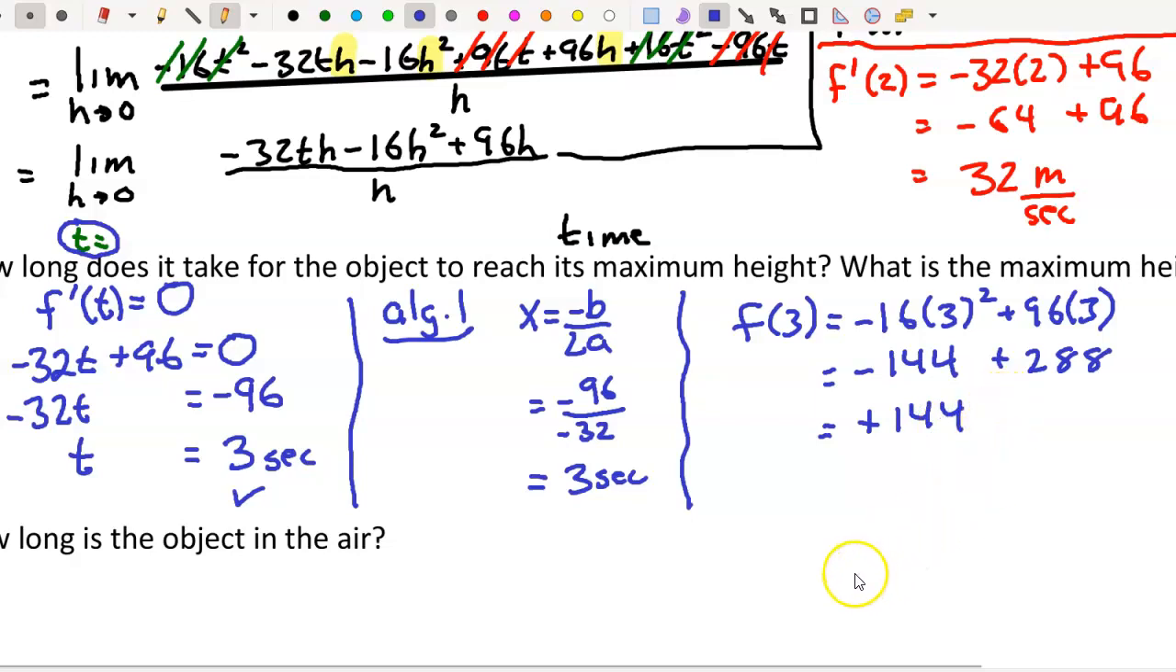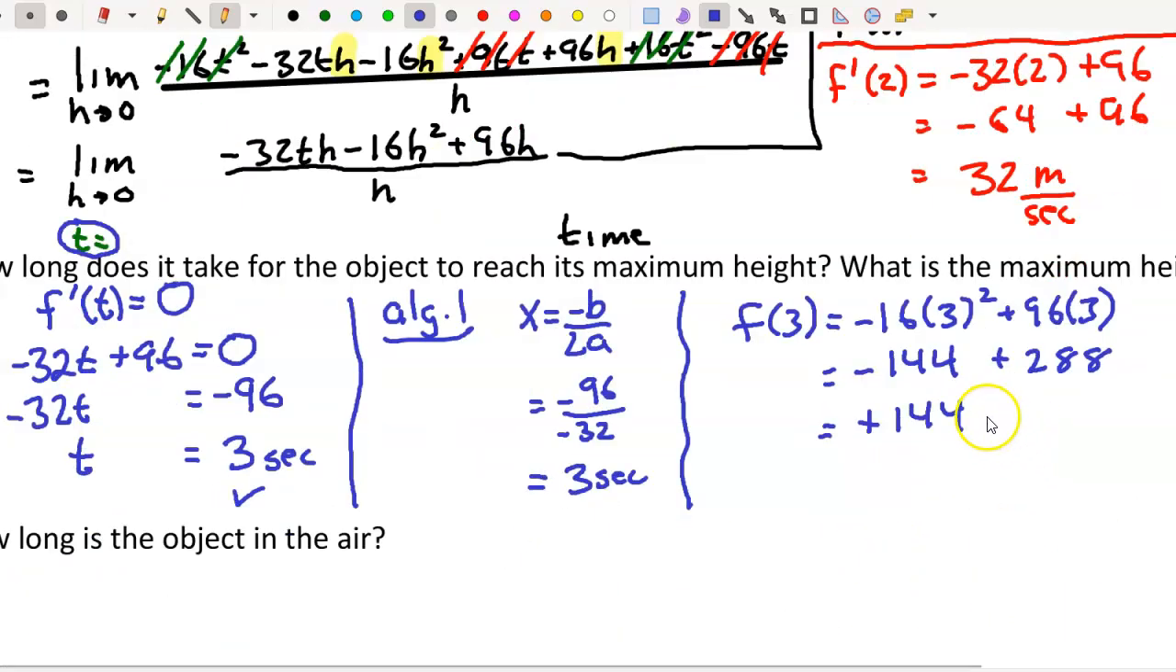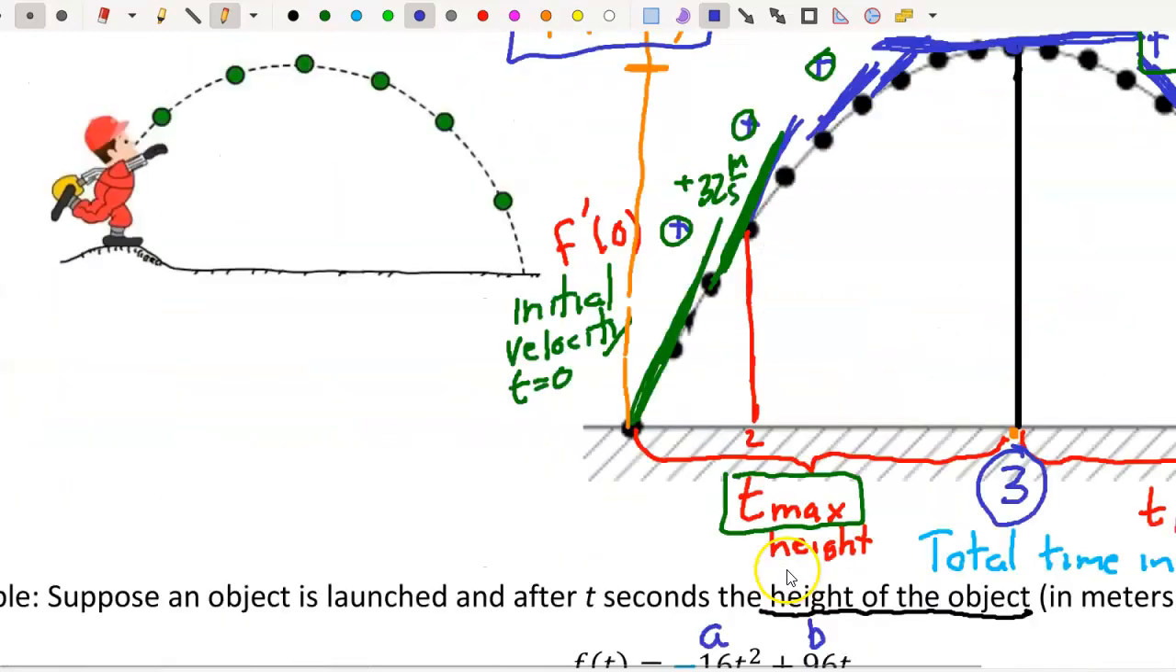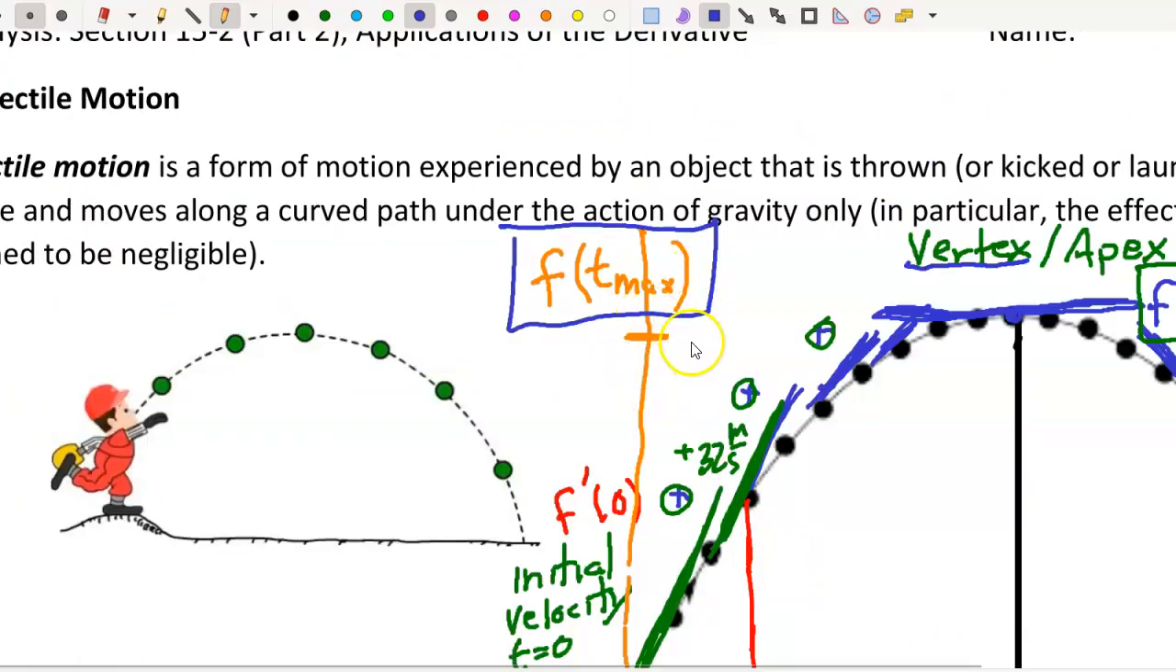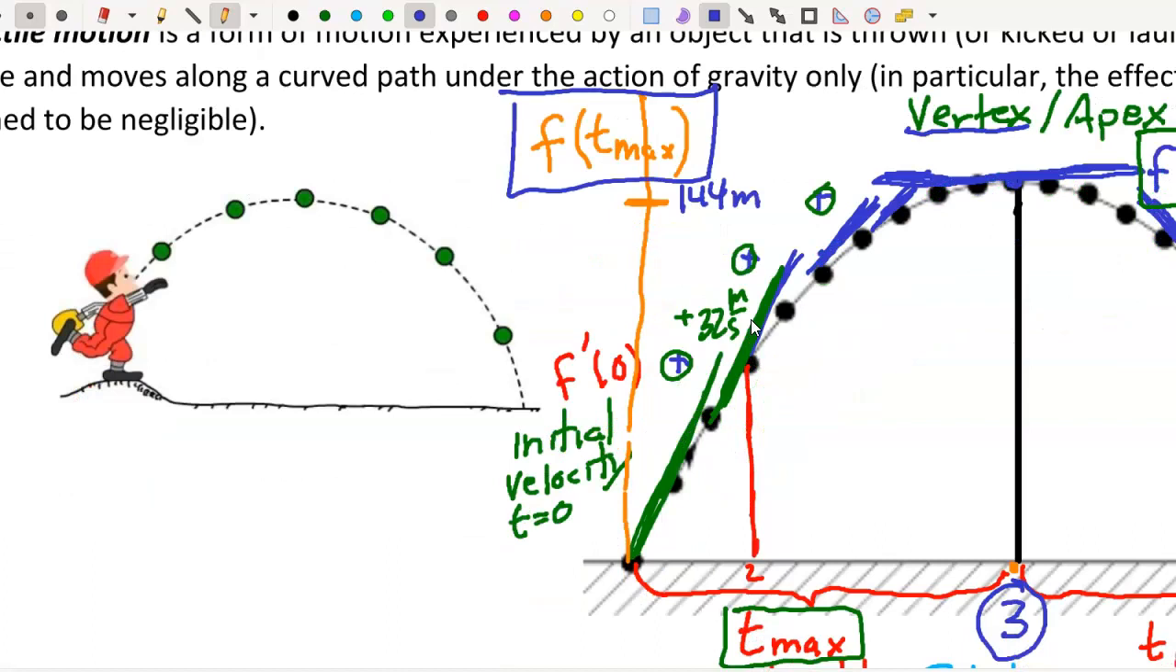Okay. And what are the units here? Meters, right? We just use m for meters. And that's what we just found up here. The maximum height is 144 meters. So the vertex is actually at 3, 144 if we're plotting it. That's what the vertex is.